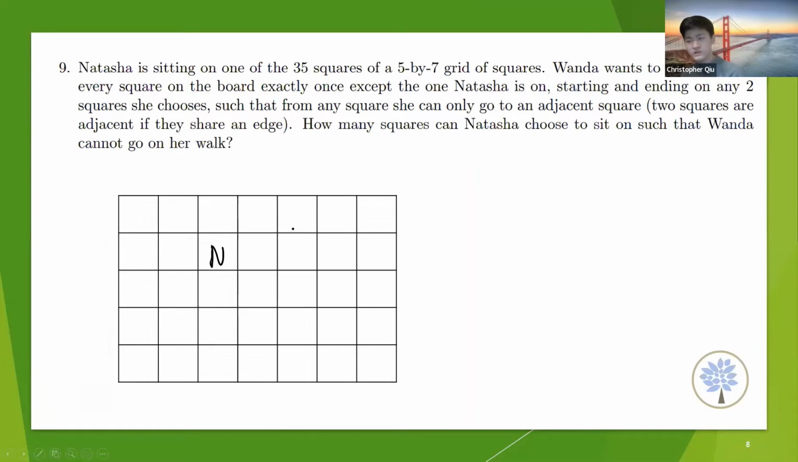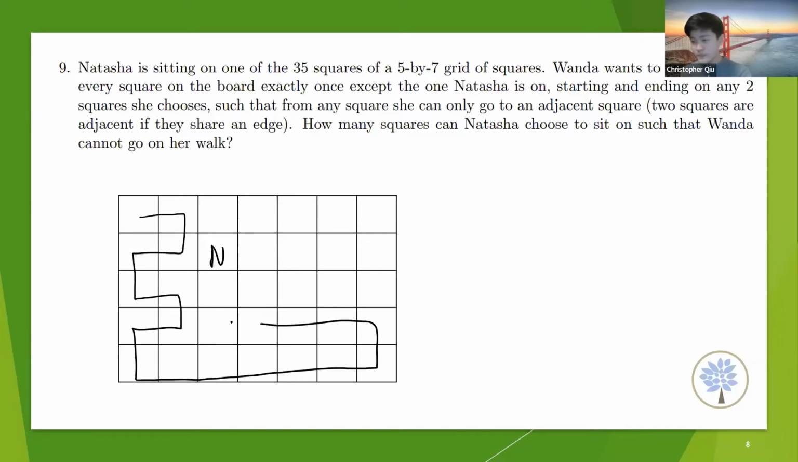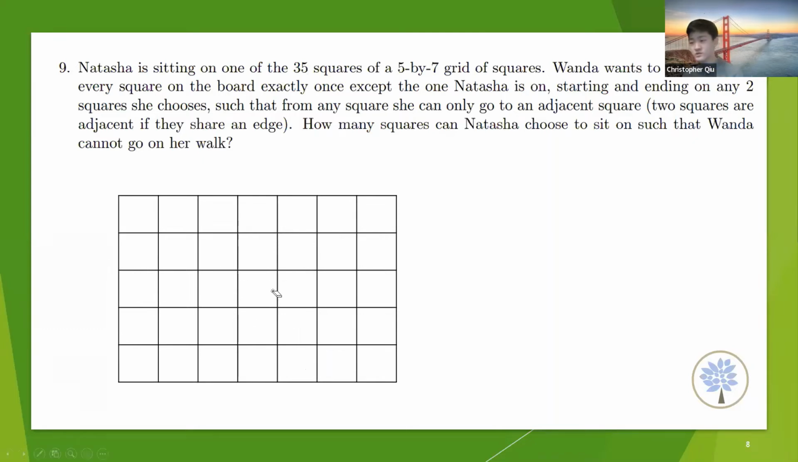So if you do some experimentation, you can guess that there are some squares where if Natasha sits here, there is no way Wanda can traverse the entire board without getting stuck. For example, in this case, she gets stuck again because she does not traverse this square. So we want to find how many squares Natasha can choose to sit on, such that Wanda cannot walk through every square on the board except for the one that Natasha is sitting on.